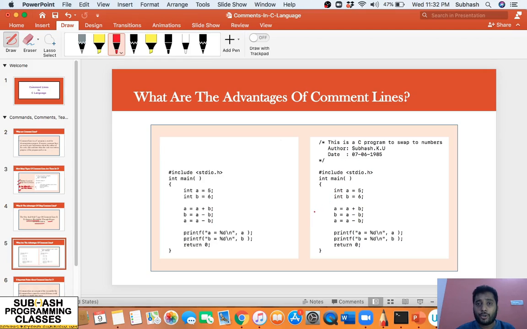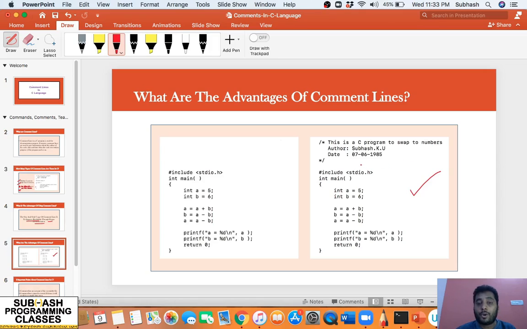Now if given a chance, which one would you prefer, the left hand side or the right hand side? Obviously, I know you would prefer writing the code in the manner written on the right hand side. When I give the left hand side code to anyone to read and understand, he might find it very difficult, or he might have to go through each and every line of the code to understand what is happening. Whereas if I give the right hand side code to a person and ask him what is happening in this code, he would make sense of the program just by looking at the comment lines, because the comment line tells him this is a C program to swap two numbers, right?